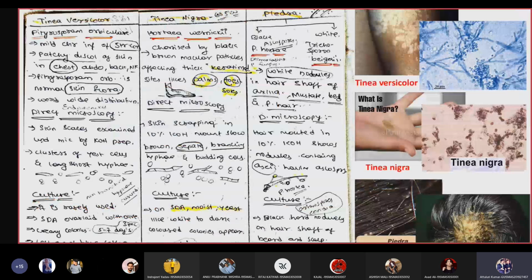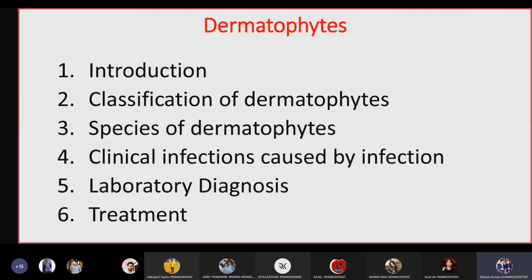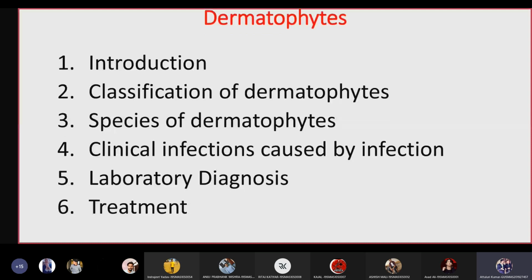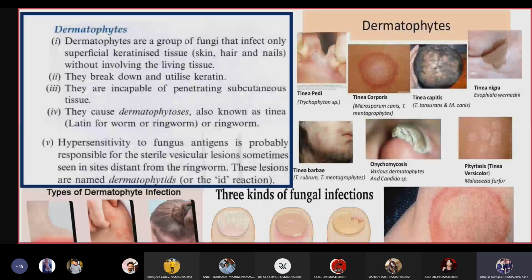Then we discussed dermatophytes in yesterday's class. Dermatophytes are the fungi that cause infection to skin, hair, and nails, right? We discussed six points: introduction, classification, species of dermatophytes, clinical infections caused by dermatophytes, laboratory diagnosis, and treatment. Coming to the introduction, all dermatophytes can infect only skin, hair, and nails. They cannot penetrate into the subcutaneous layer. They can also break down and utilize keratin. Clinically, these infections are called ringworm infections.